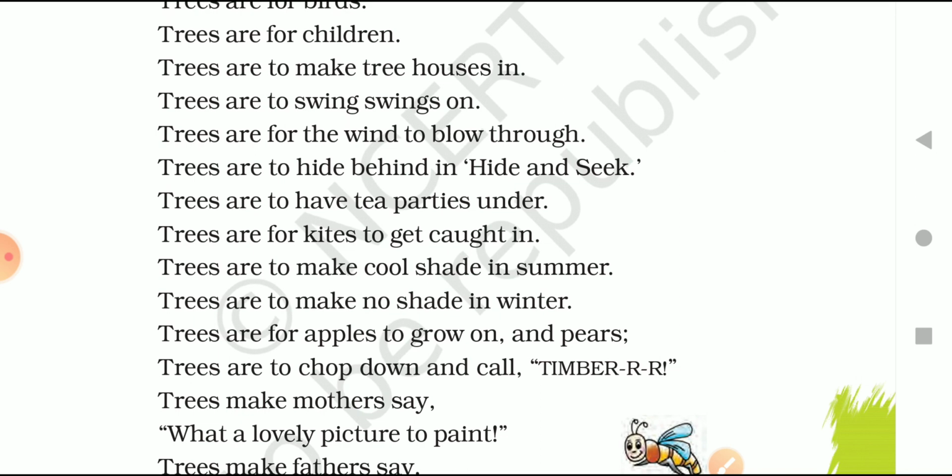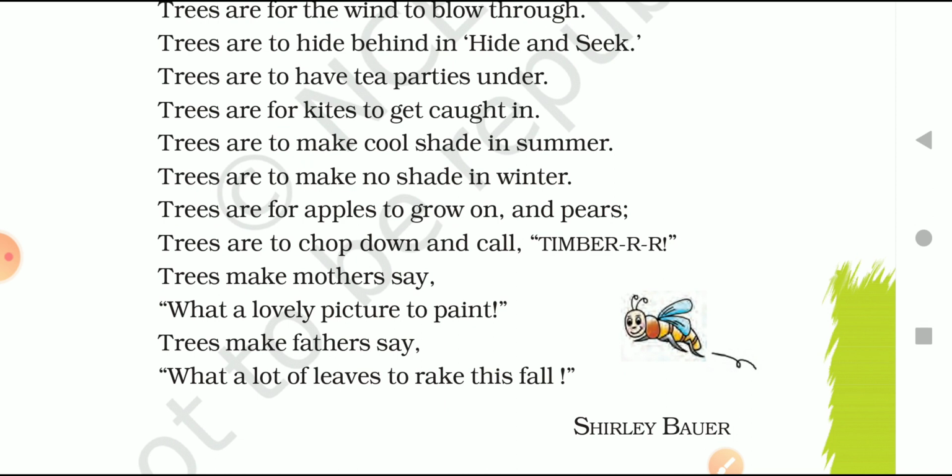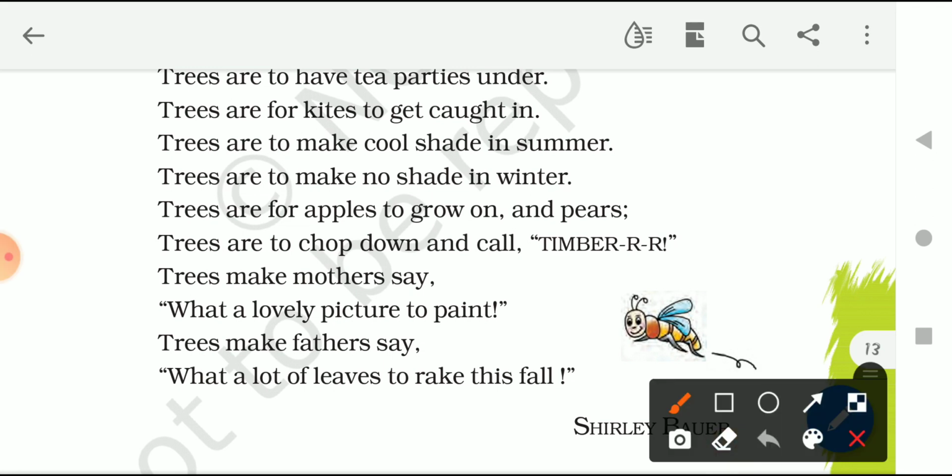Okay, and trees are useful even when they are chopped down. How are they useful when they are chopped down? They are useful in making furniture, right? So see this line, children: trees are chopped down and called timber. Timber is basically the long wooden blocks which we use while making furniture, right? Those are the woods that we use for making furniture. So not only are the trees useful when they are standing strong, they are useful even when we chop those trees.